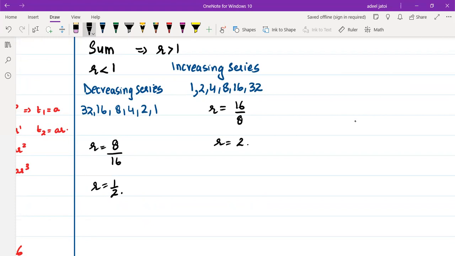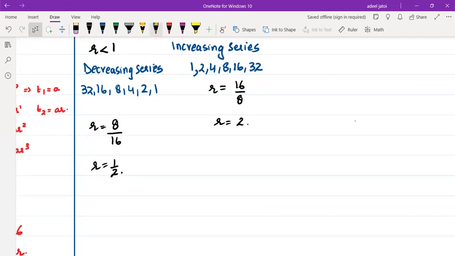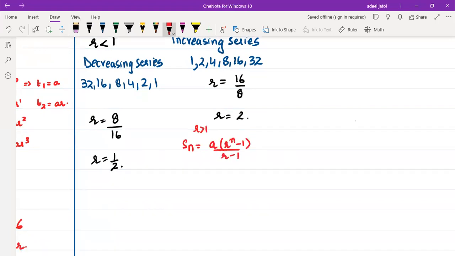1 upon 2. So if I want to have the sum, the sum formula for r greater than 1 will be a(r^n minus 1) upon r minus 1. The sum formula will be r to the power n minus 1 upon r minus 1. This is normally used for your increasing series.